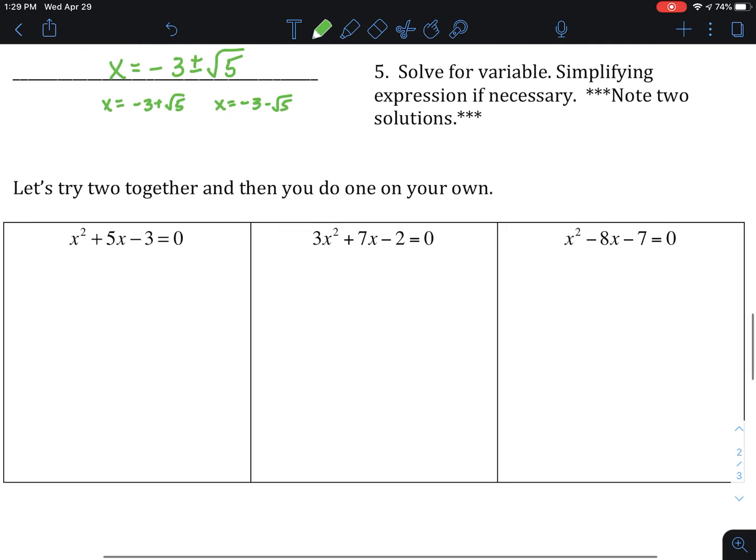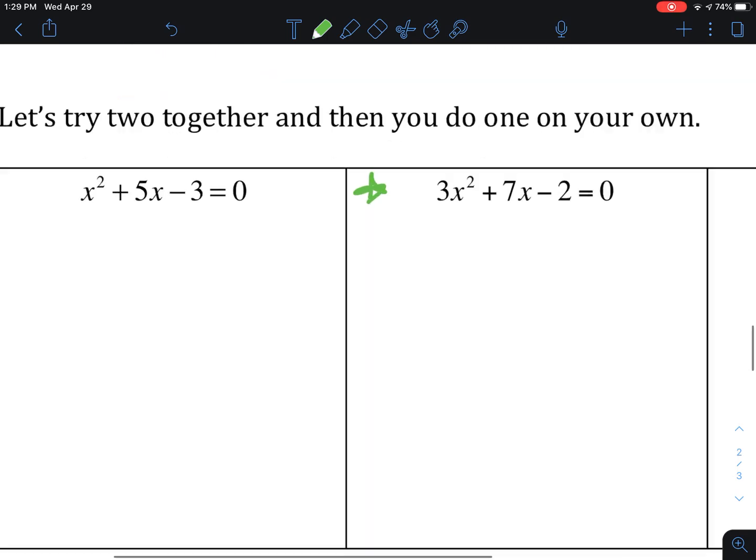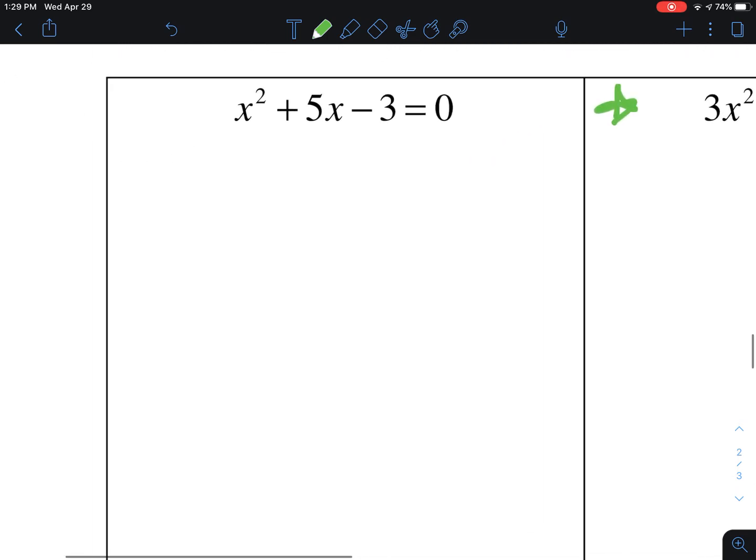All right, so we're going to do a couple more of these, and then I'm going to give you some time to practice. We're going to do one where a is not equal to 1, too. That's the second one, so you get a sense of what to do there. There are going to have to be some fractions involved. But let's start with the first one: x² + 5x - 3 = 0. First thing, add the constant to both sides. We get x² + 5x = 3.